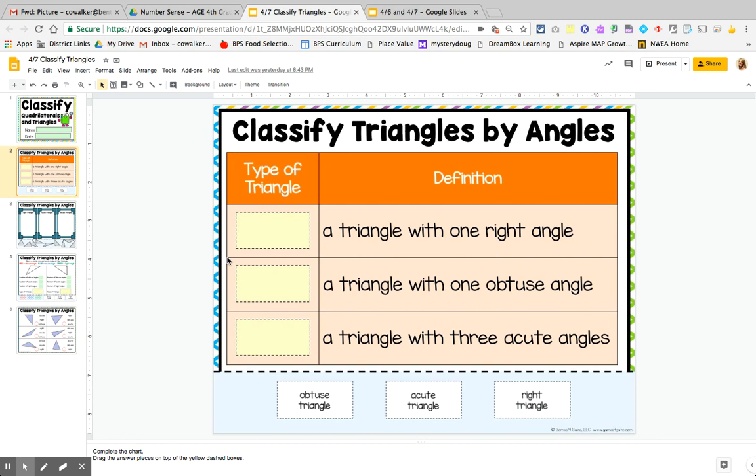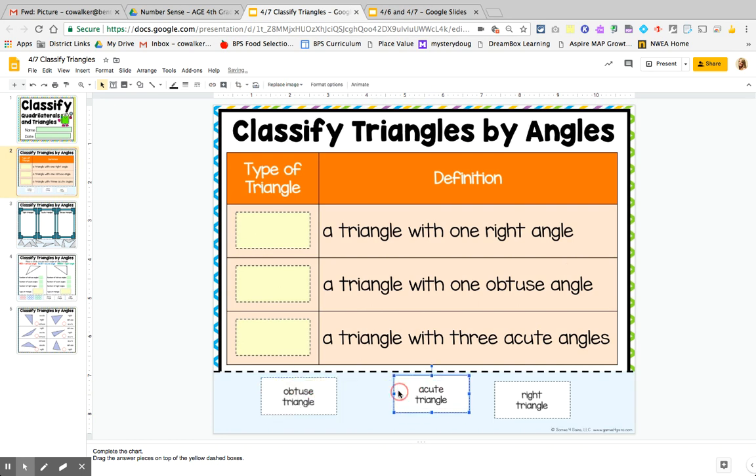This says classify triangles by angles. The first one says a triangle with one right angle. Pause the video if you need to, or I'm going to give you just a second. Which of these three down here, that I'm going to move around so you can see, would make sense for a triangle with one right angle? What do you think? You can even pause the video and go to your slides and try to do it and then come back and check your answers. That's always an option, just to challenge yourself, or you can just go along with me. It's up to you.